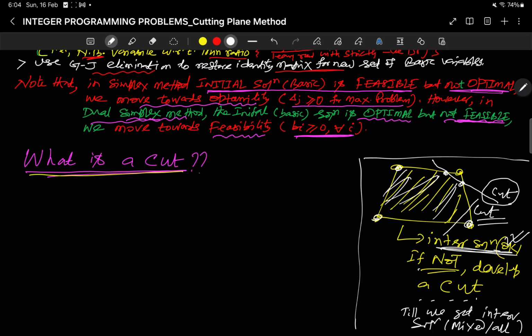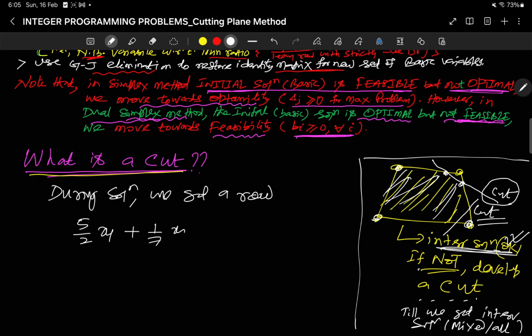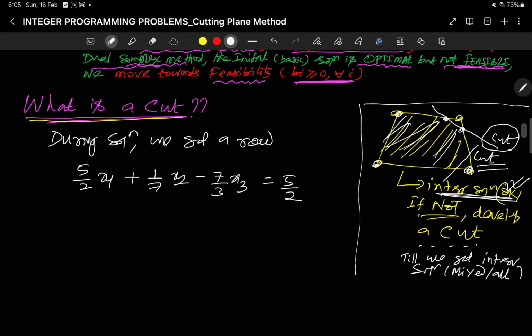What is the role of the cut? So what is a cut? Suppose during the solution we get a row: 5/2 x1 plus 1/7 x2 minus 7/3 x3 equals, suppose, 5/2. Now how do we develop a cut? The 5/2 we will write as 2.5, which means 2 plus a half.